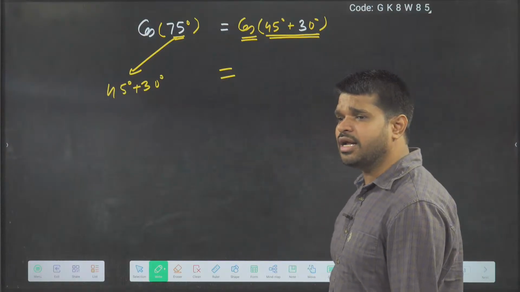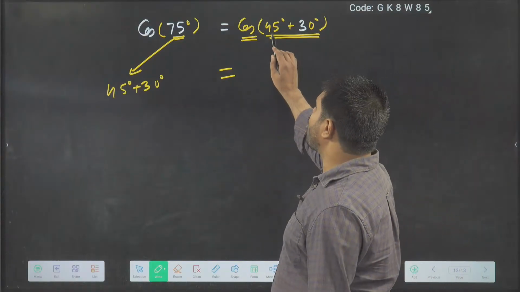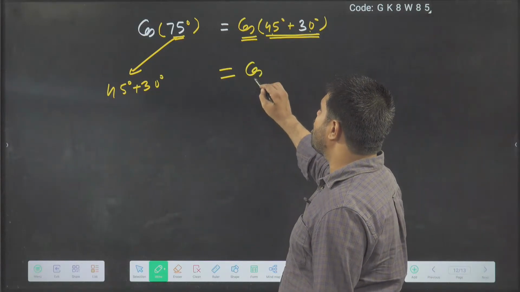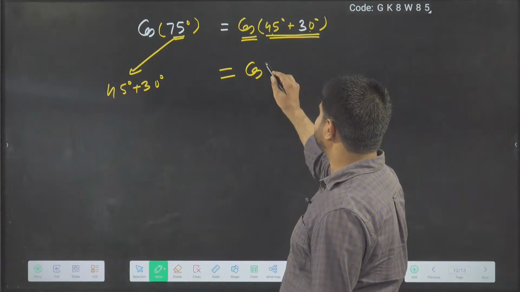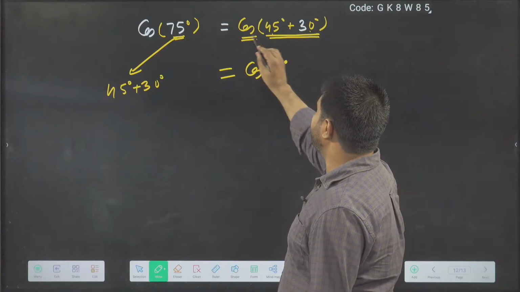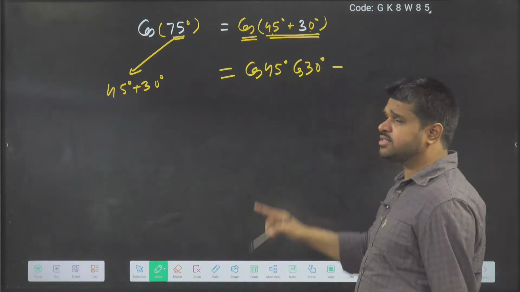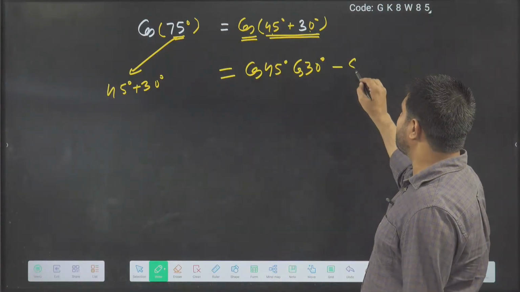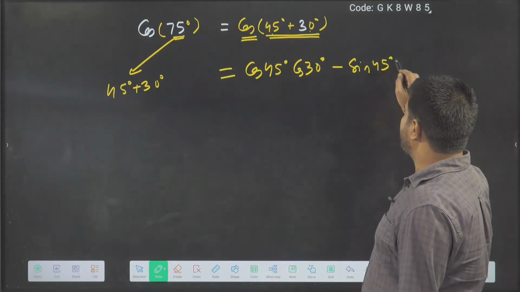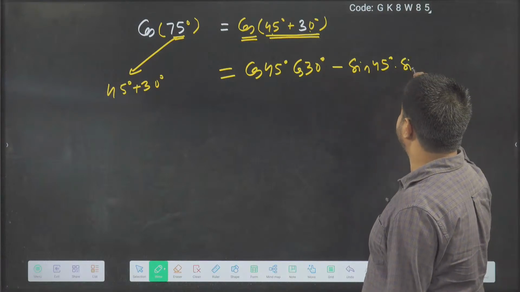Same answer. Let's see. What is the cos A plus B formula? Cos A into cos B minus sin A into sin B.